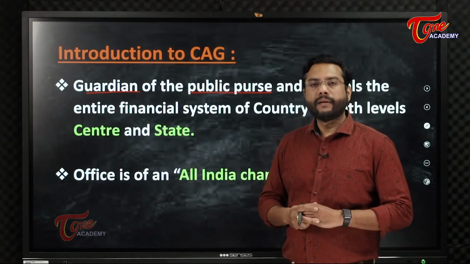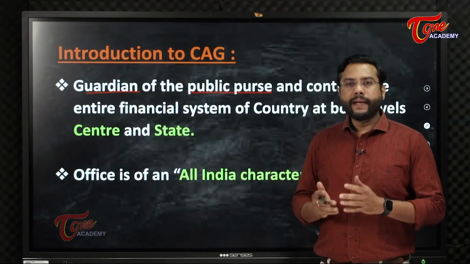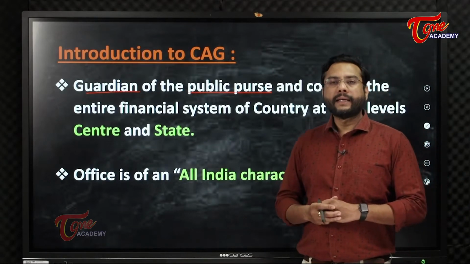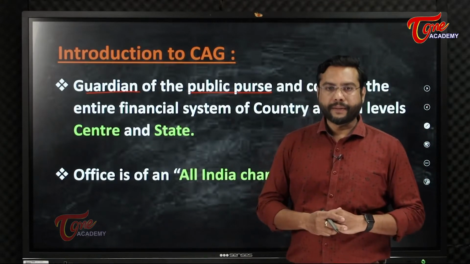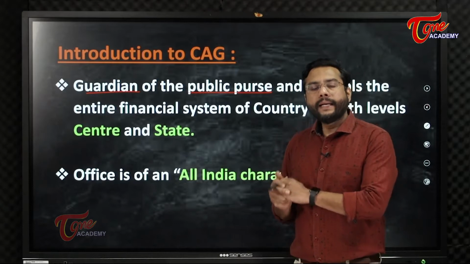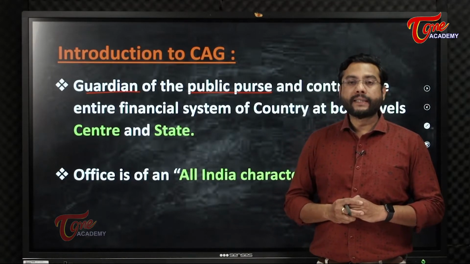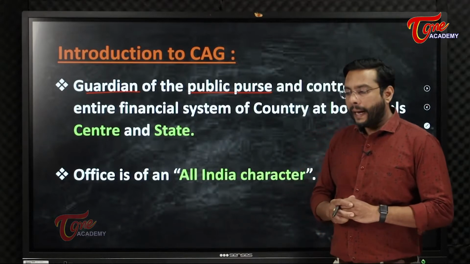And at the state level, the Consolidated Fund of the State, the Public Accounts of the State, and the Contingency Fund of the State are under the governor, that is the head of the state. So here the CAG is the protector of the public purse, that is the guardian of the public purse.